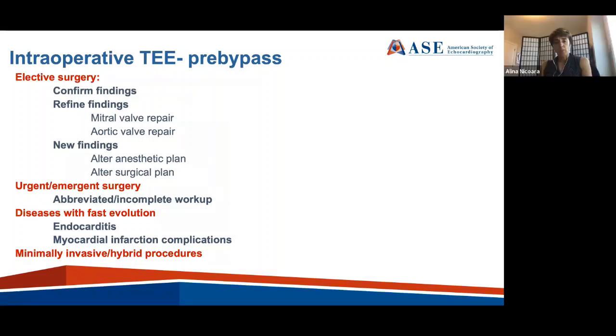Pre-bypass intraoperative TEE is also useful in minimally invasive procedures. We can now perform cardiopulmonary bypass through a port access with a closed chest. In this particular case, surgeons cannot see or directly feel the cardiac structures. Adequate placement of the guide wires and the cannulation is not performed under direct visualization by the surgeon. So guidance of this placement is crucial.